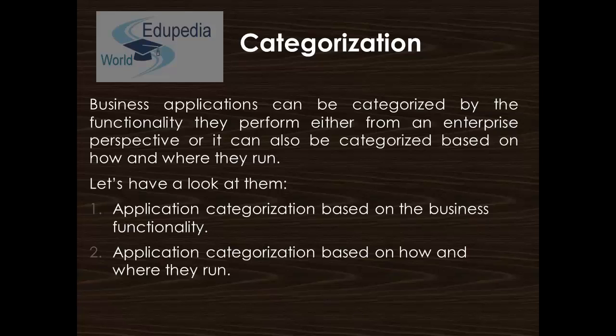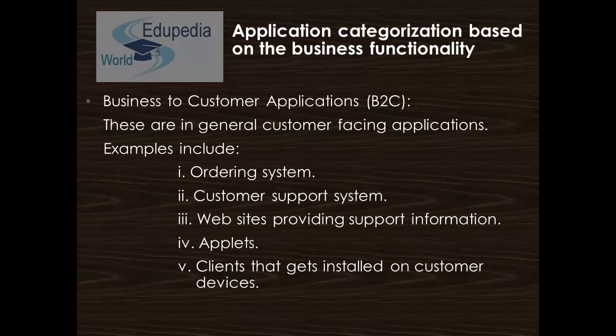Business applications can be categorized either by the functionality they perform from an enterprise perspective, or based on how and where they run. So we can say that the business applications have two categories. Number one, application categorization based on the business functionality, and number two, application categorization based on how and where they run. So first, the application categorization based on the business functionality.